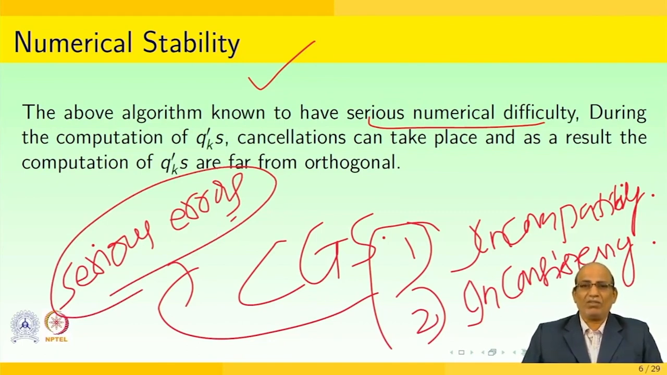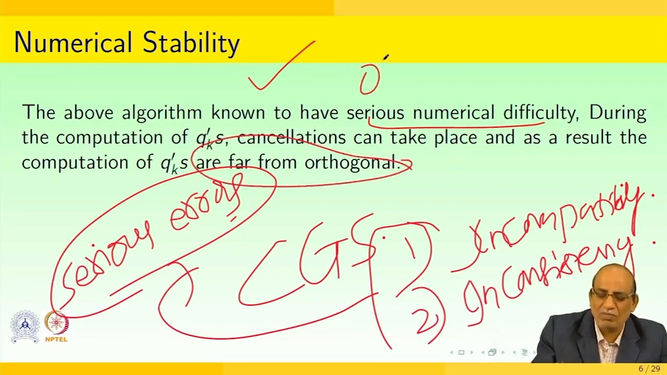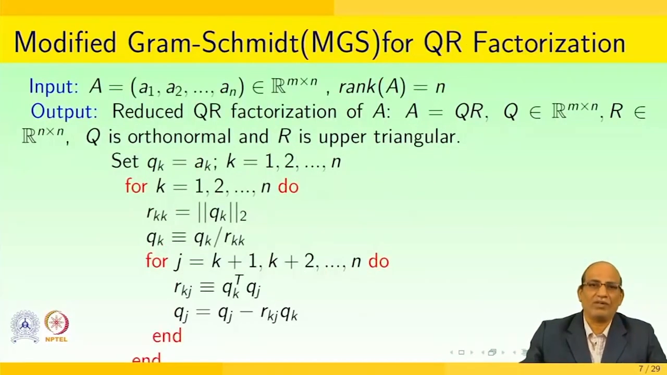The algorithm is known to have serious numerical difficulty during the computation of QK, where cancellation can take place, and as a result, the computed Qs are far from orthogonal. Our idea was that we wanted to have the orthogonal property. But because of this numerical instability, we lose the orthogonal property, which is not a desirable situation. This is one of the very important things we note down here.